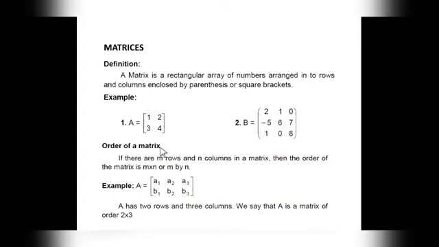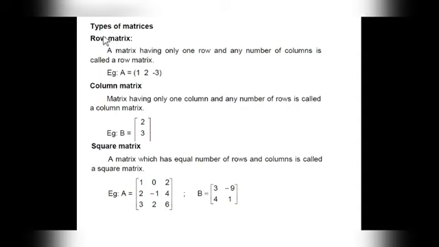Order of a matrix. If there are m rows and n columns in a matrix, then the order of a matrix is m by n. Example, if A is a matrix, here numbers are arranged in 2 rows and 3 columns. Hence the order of this matrix is 2 by 3.